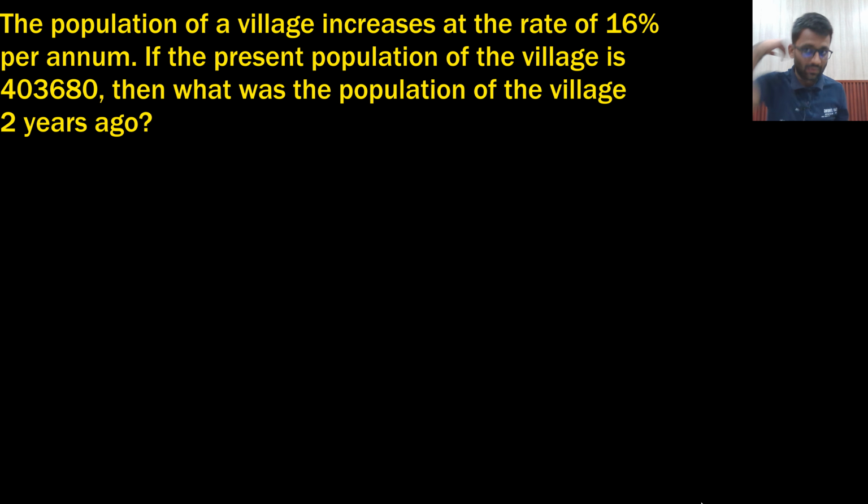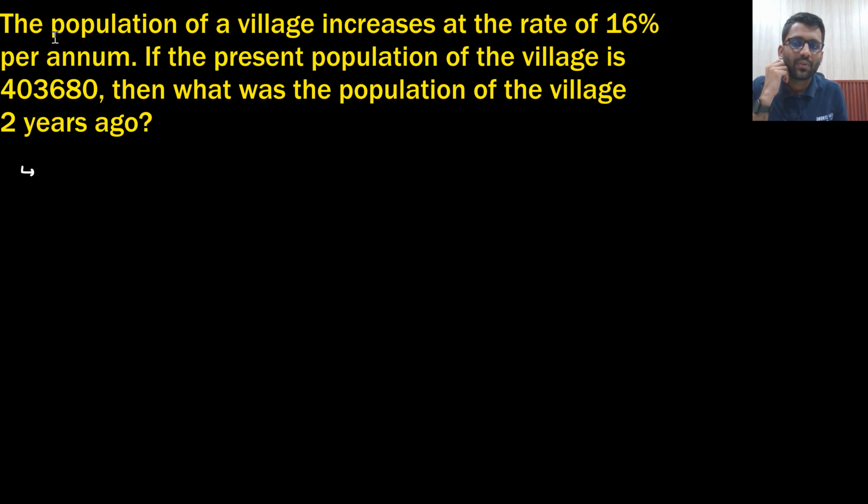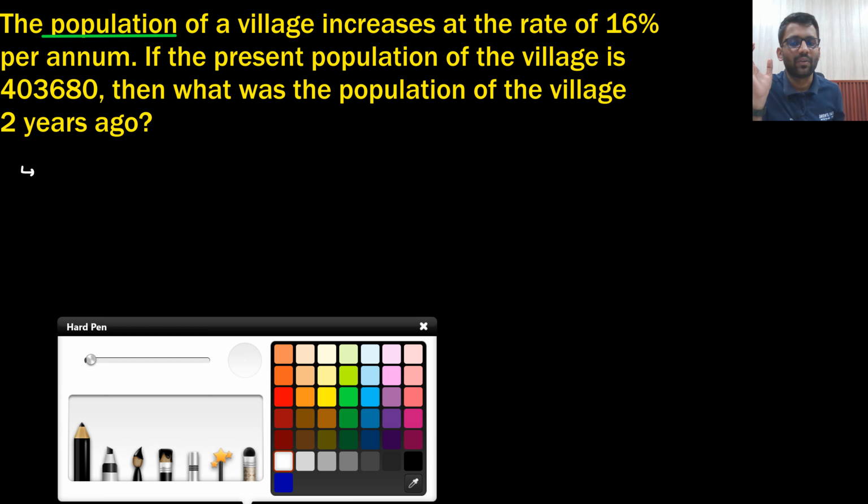Okay, so let's go to the next problem. Now the word population is coming. Whenever the problem is about population, it will always increase in a compound manner, the way compound interest increases. Words like bacteria population or population of a village can come. So it will always increase in a compound manner.